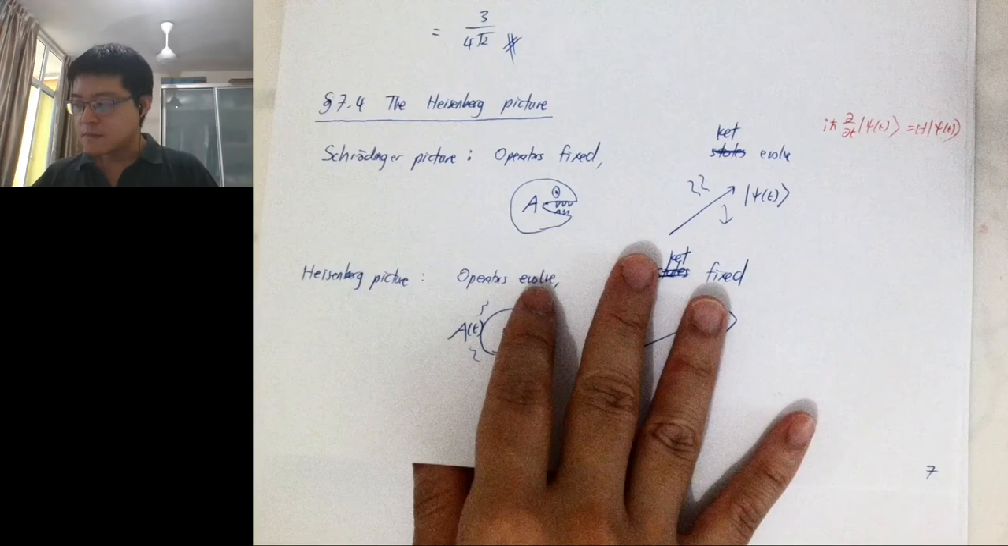Okay, so where are we now? Chapter 7. So next is chapter 8. Okay, what's this?